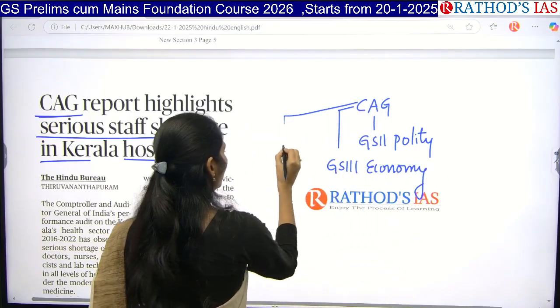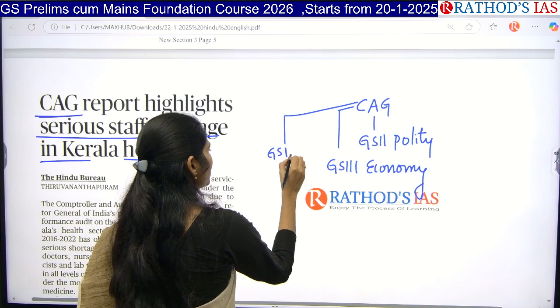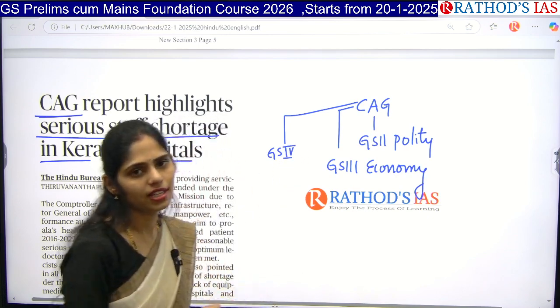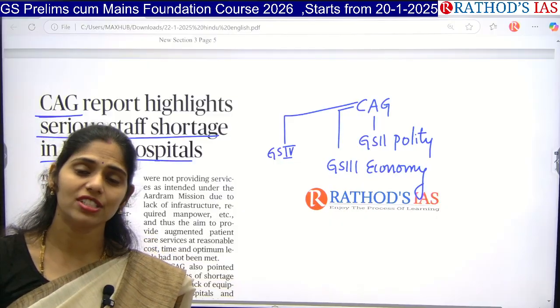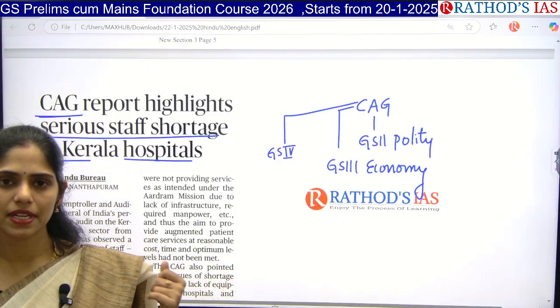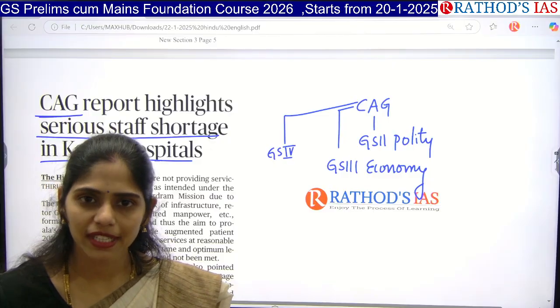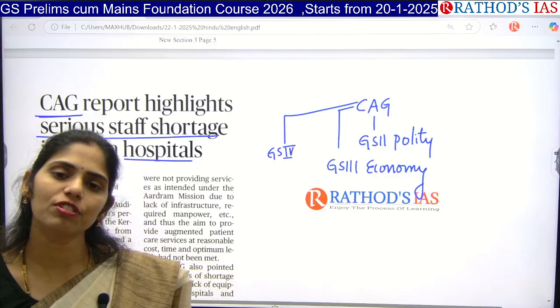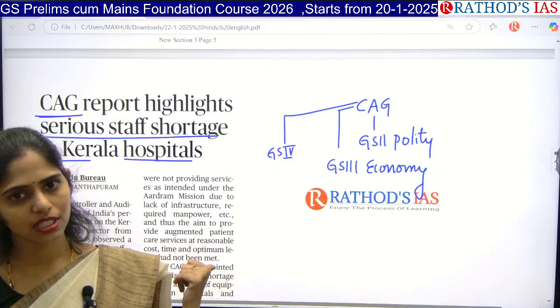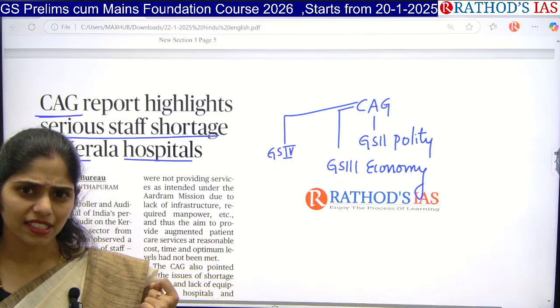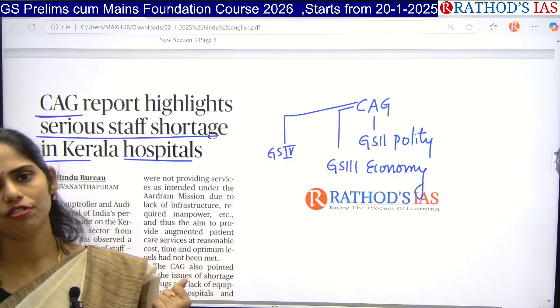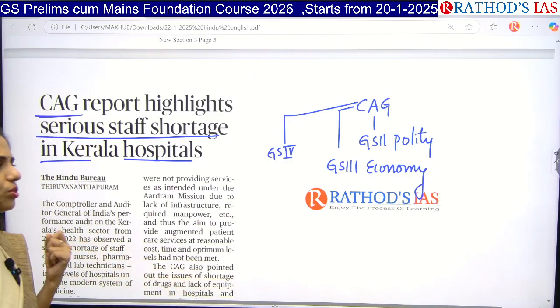And even in GS paper 4 in ethics, you have this chapter called accountability and transparency. If you want to improve accountability and transparency in the governance system, we have to go for proper audit. That is done through this CAG. And regarding this CAG, there is a mains question from 2024 in your GS paper 2. So just go through that.